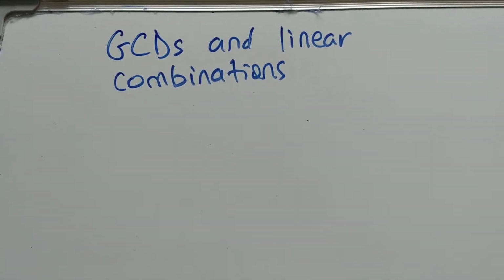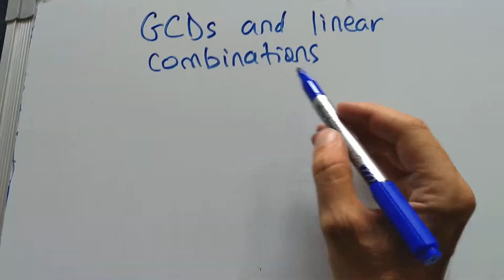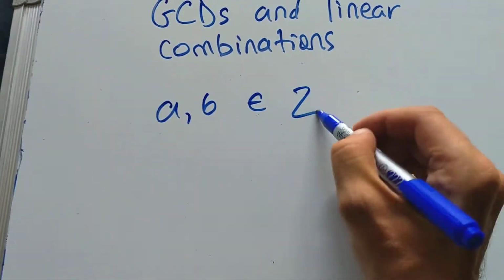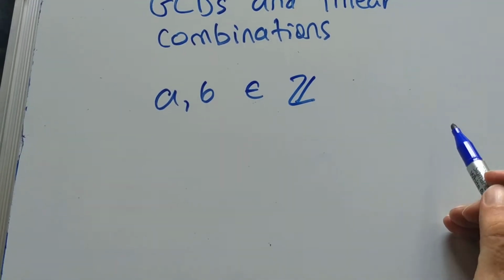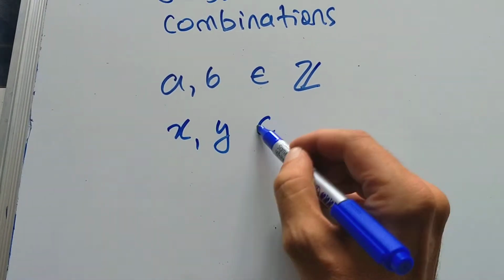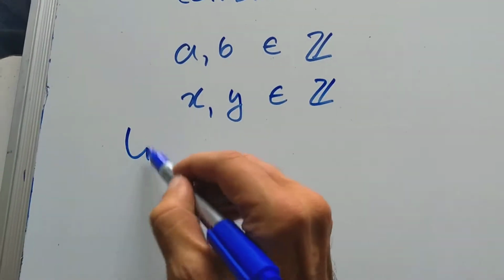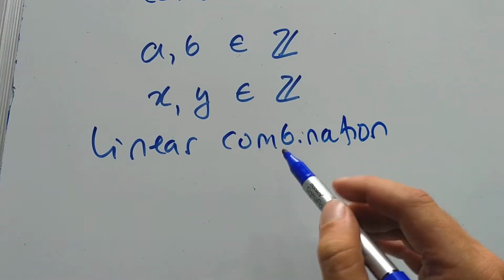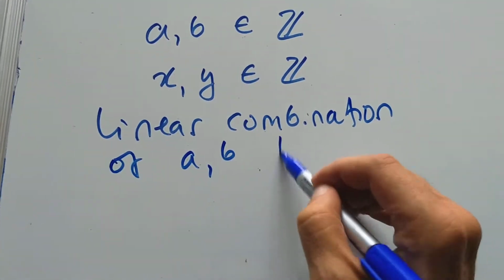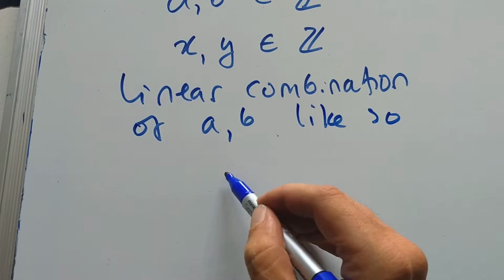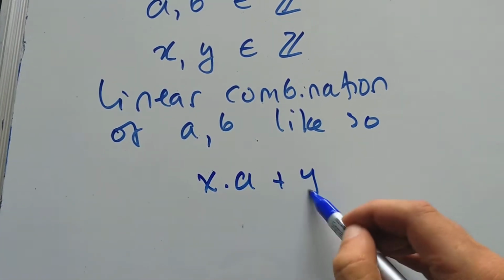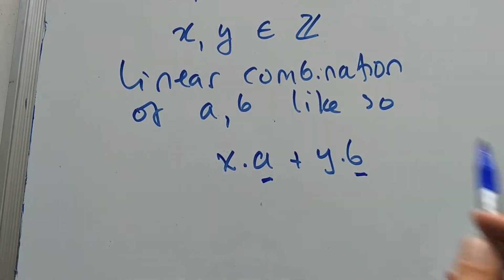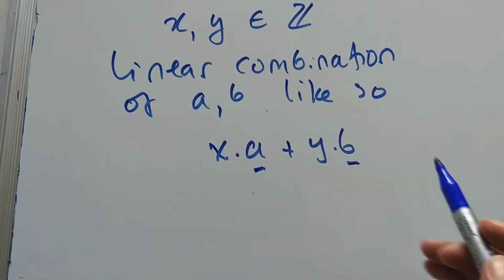Our topic: GCDs and linear combinations. What is a linear combination? I'll take two integers, A and B, and take two more integers, and we'll form a linear combination of A, B, like so. A typical linear combination: X times A plus Y times B. So I combine A and B using some other integers, positive or negative, and add them together.